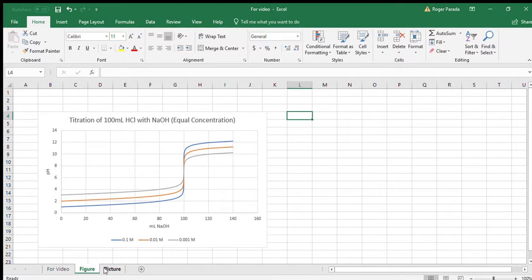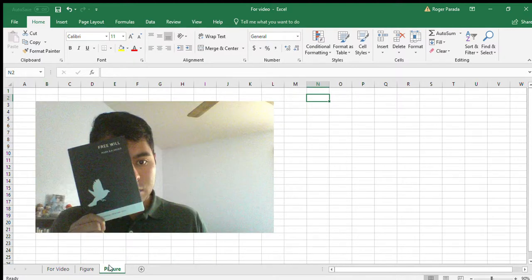And just for kicks, here's a picture of me holding up a little book about philosophy. It's about the question about free will. I recommend it. Anyway, I hope this video has been helpful.